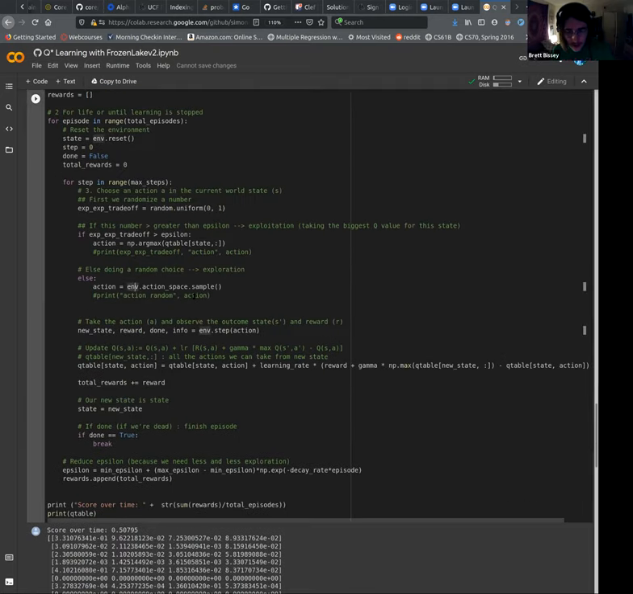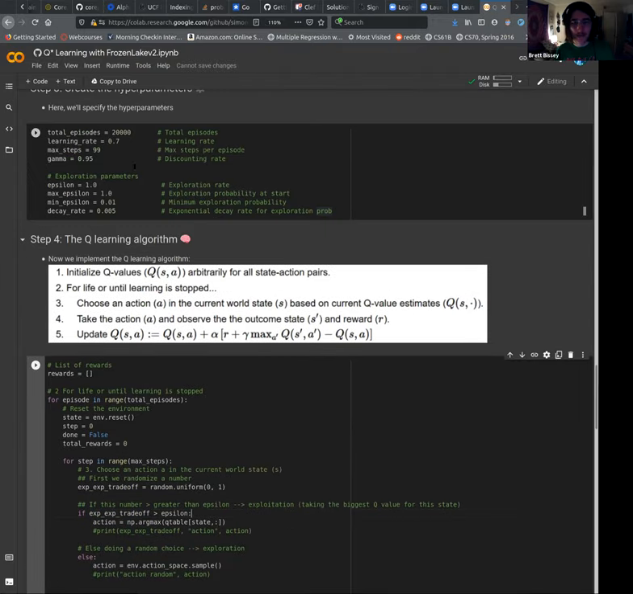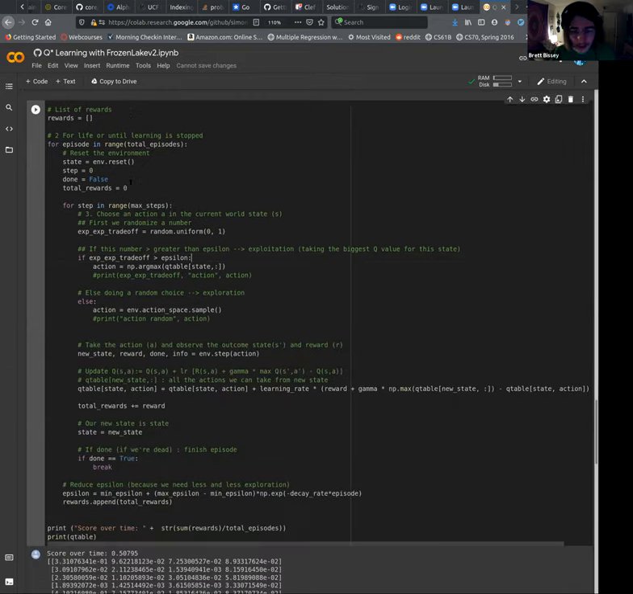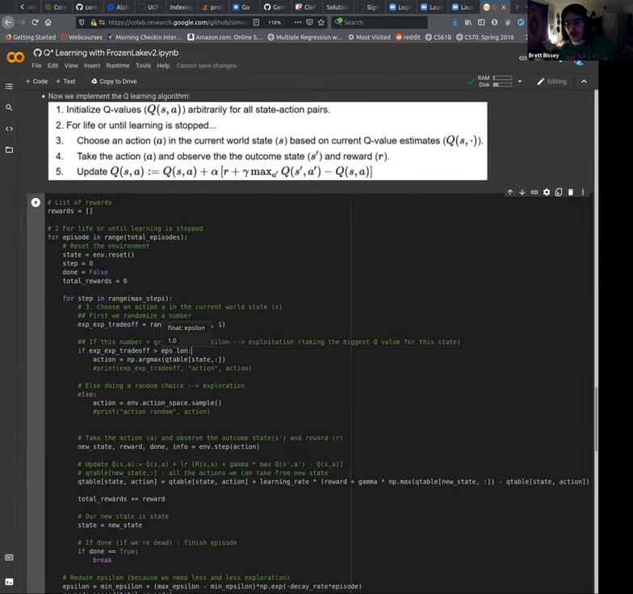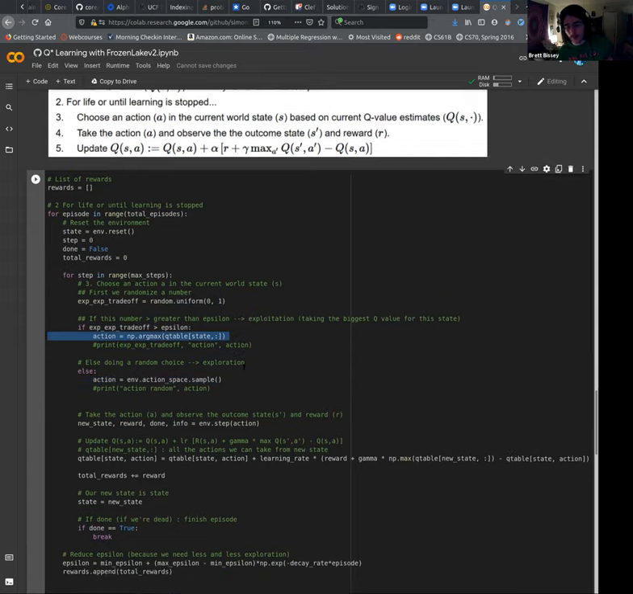Okay, so it's going through this. We get our action only if this, like we're doing a random action some percent of the time. That's what Leo and I were just talking about: we're doing a random action some percent of the time. And this is where we decide if it's going to be random or not. So this is where it's taking the random sample. And this is where it's taking from the Q table.